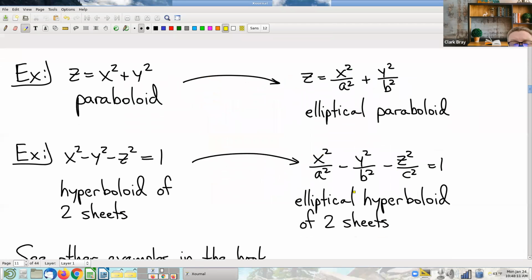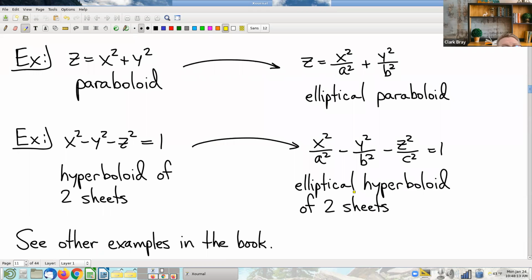A couple more examples, and I'm going to leave the details for y'all to work through on your own. Pretty straightforward arguments, but we already know this is a paraboloid. Well, then this is what you get when you take that paraboloid and stretch it out in a couple of different directions. And no surprise, this is called an elliptical paraboloid. Okay.